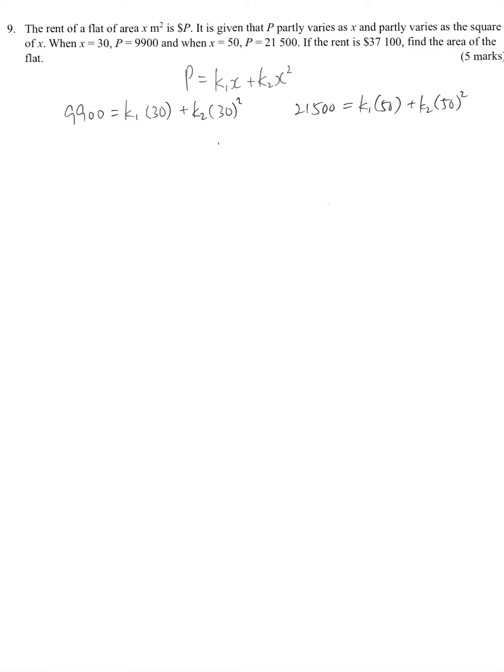Okay, and that would then now be plugged into your program 1, where you can find k1 and k2, and then they are asking for the second part. So they are asking for the area of the flat, which is the x value. So in the second part you will be expected to put in the 3100, and because you know what k1 is, that's x, and you will also know what k2 is, which is next to x squared, and you can solve it.